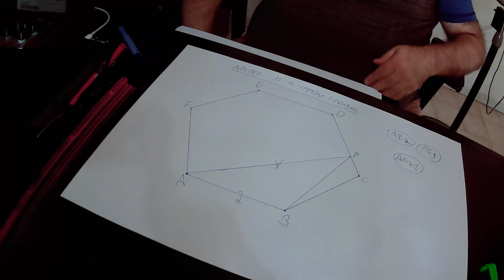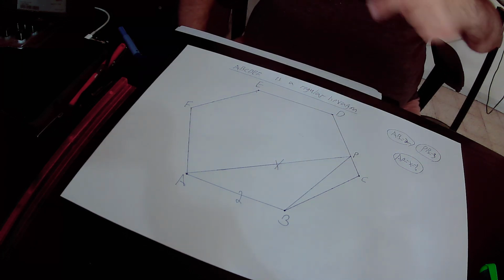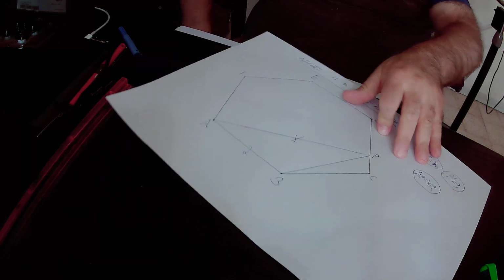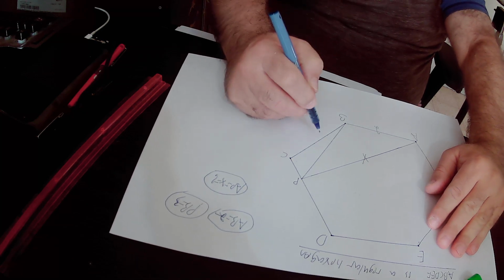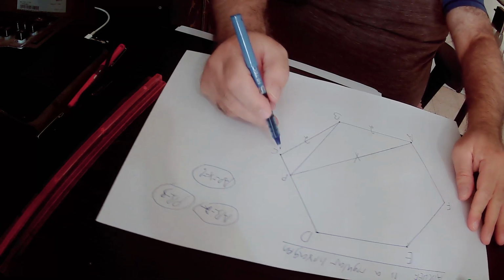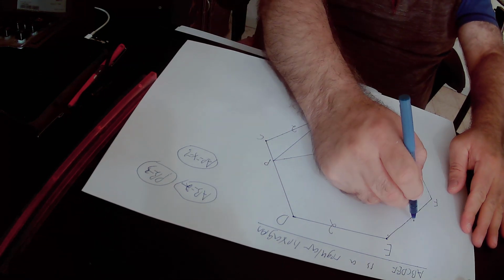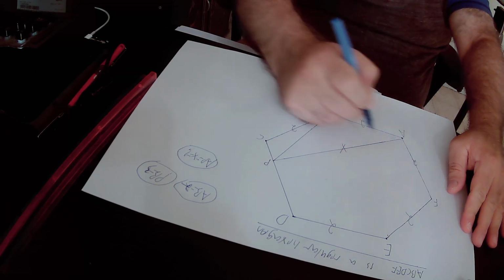We know that side AB equals 2 units, and therefore all the other sides must also be equal to 2 units. That is to say, side BC must also be equal to 2 units. BC equals 2 units. AD equals 2 units. FE equals 2 units. And finally, FA equals 2 units.